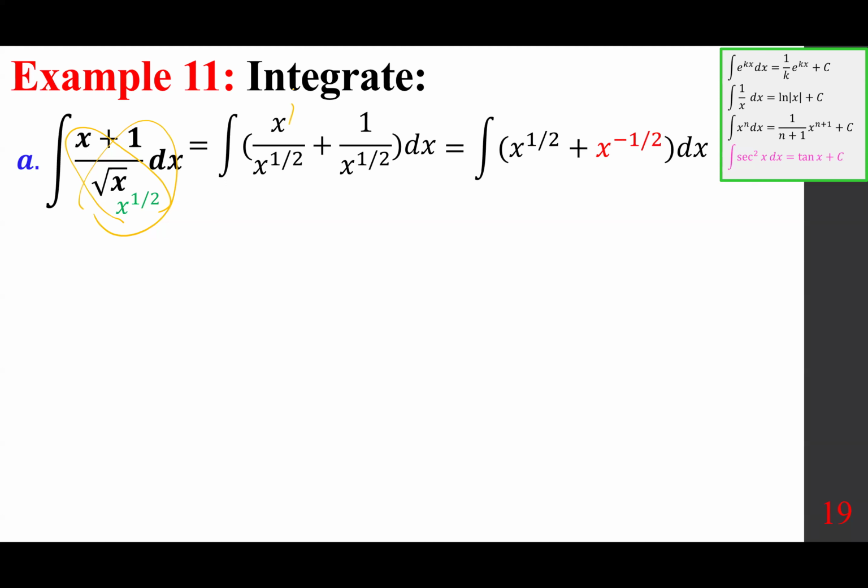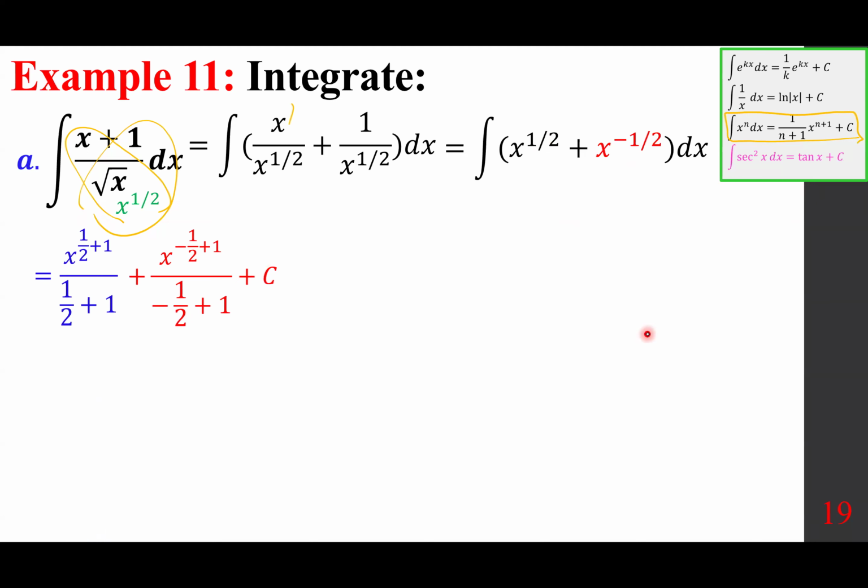Now we are going to use the power rule for integration. So 1 over n plus 1, x to the power of n plus 1. So 1 over 1/2 plus 1, x to the power of 1/2 plus 1. This one, 1 over negative 1/2 plus 1, x to the power of negative 1/2 plus 1, and a constant. We just add one constant at the end. Done. This is the only calculus step, everybody.